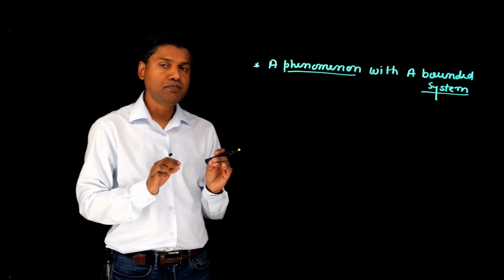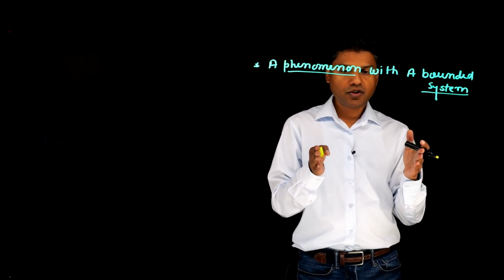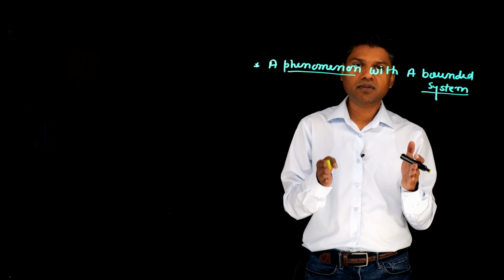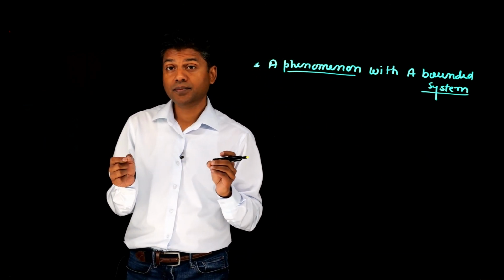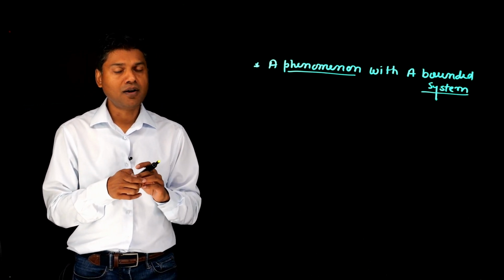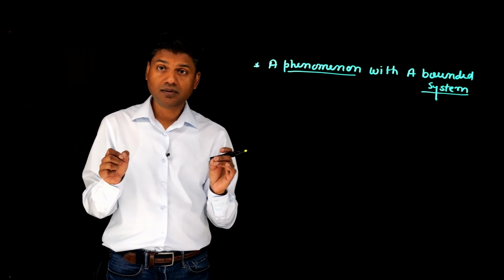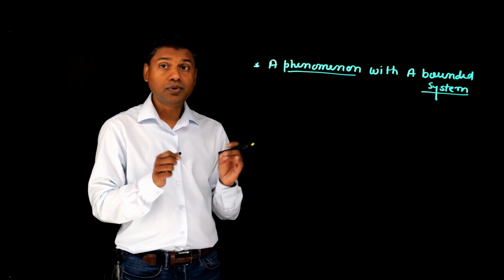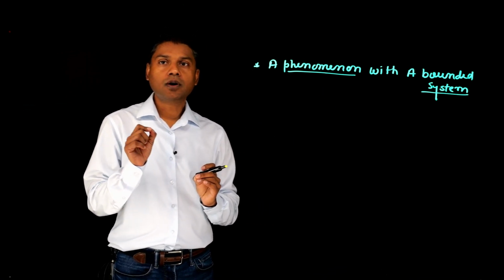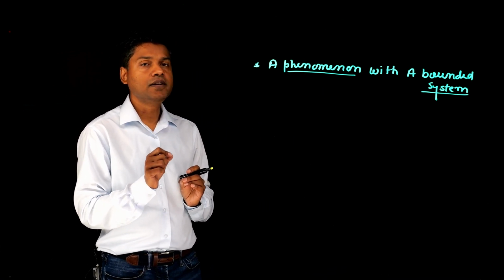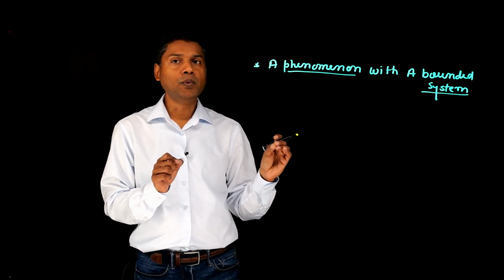A bounded system is when you are looking at a phenomenon, you are bounding it with certain things. So you are bounding it maybe with time. You are bounding this phenomenon with maybe, let's say, a location, time, person. So that's the meaning of a bounded system. So a case in a case study context is a phenomenon with a bounded system.